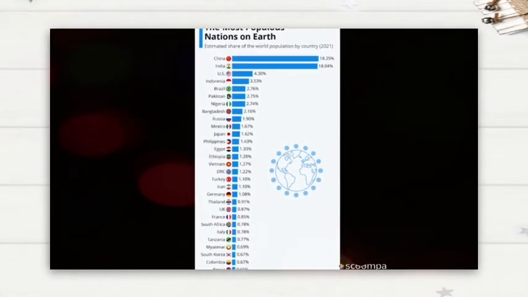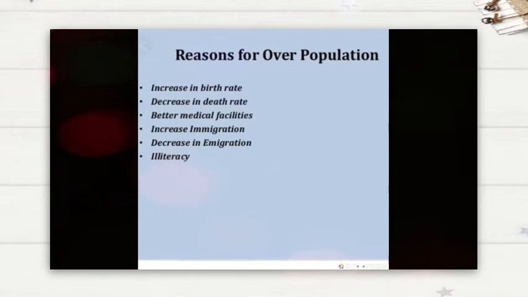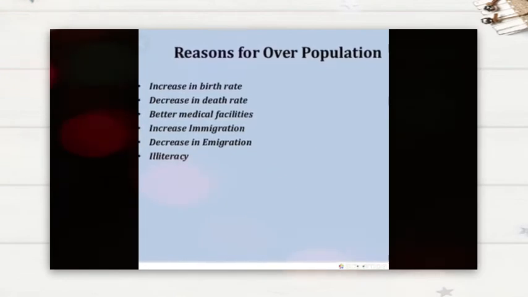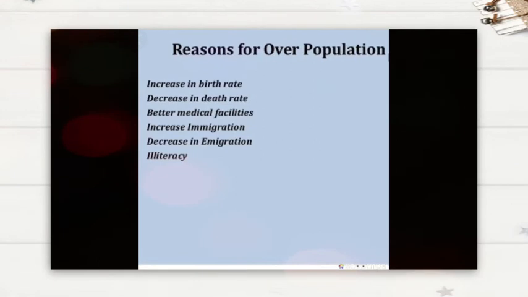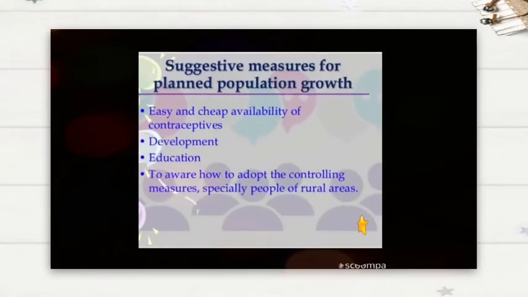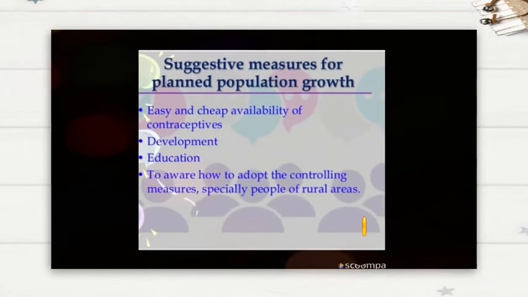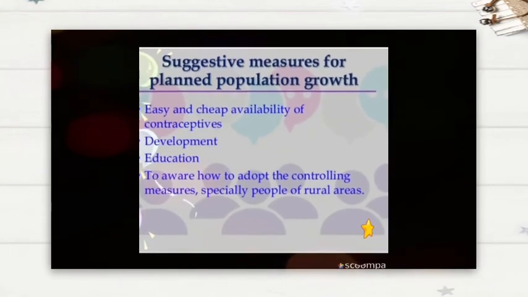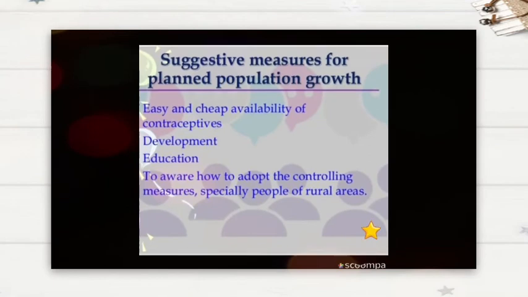There are some most populated nations on the earth. Reasons for overpopulation: increase in birth rate, decrease in death rate, better medical facilities, increase in migration, literacy. Suggestive measures for planned population growth: easy and cheap availability of contraceptives, development, education.